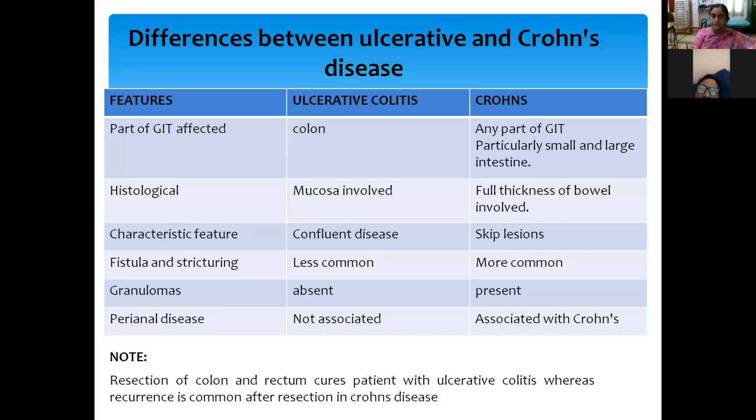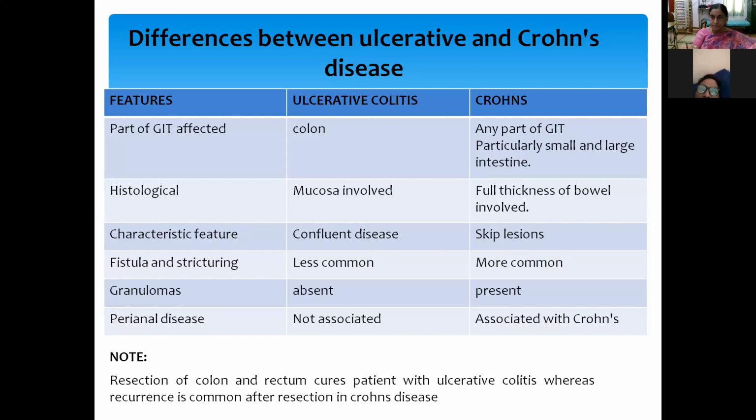Characteristic feature in ulcerative colitis is continuous disease. That means one part of the bowel is involved, say descending colon, sigmoid and rectum, like that. So continuous disease, restricted to that part only; you will not see lesions in other parts of the bowel. Whereas in Crohn's, skip lesions are very, very common. That means one area is affected, followed by a normal area, then one more area of the affection will be there.